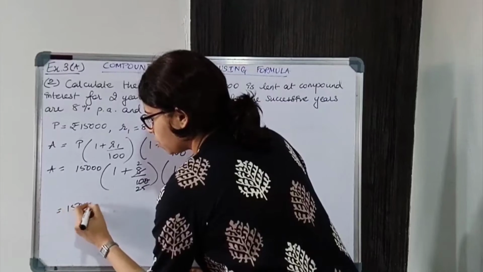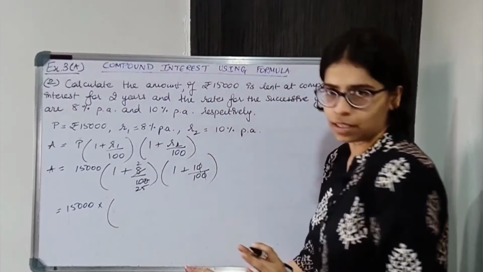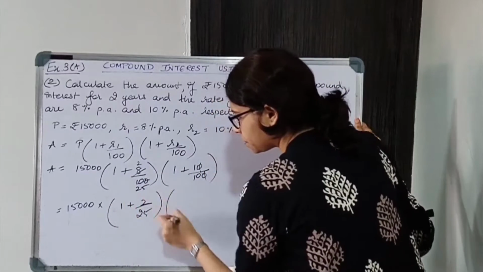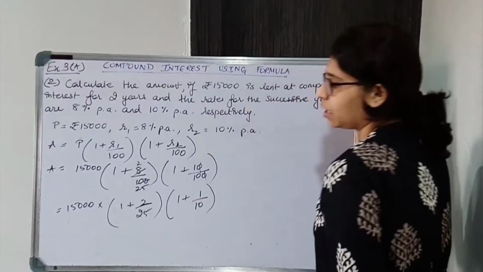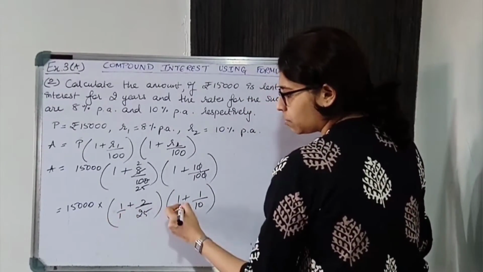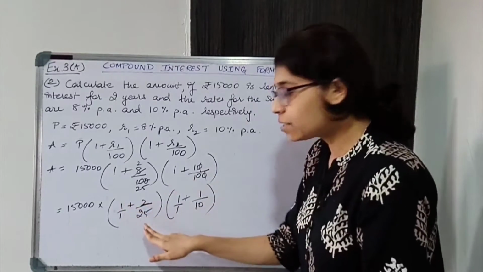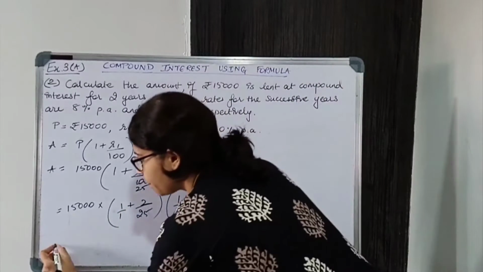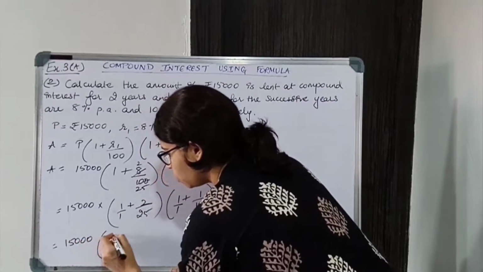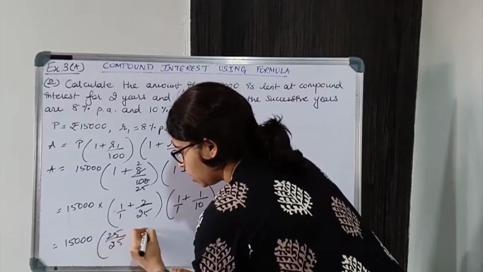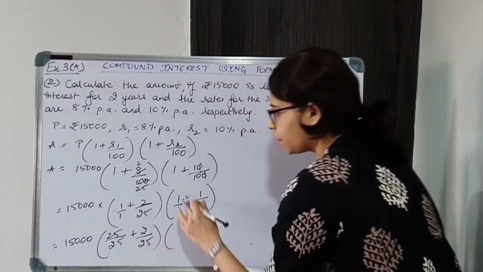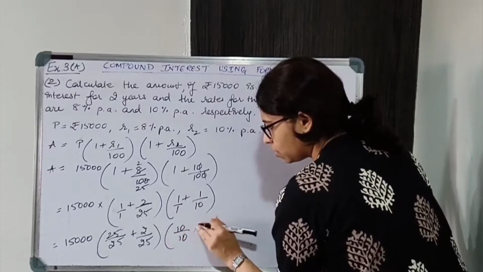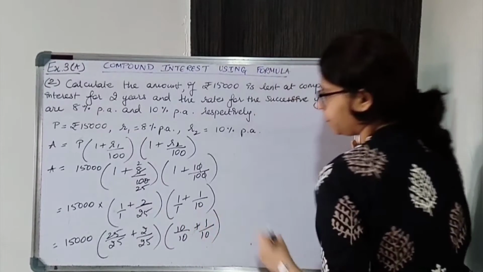So 15,000 into, first solve the brackets. Okay, पहले brackets solve करो. So 1 plus 2 upon 25 into 1 plus 1 upon 10. Now what you will do, 1 is nothing but 1 upon 1. यहाँ पे भी 1 is nothing but 1 upon 1. Denominator same करना है, यहाँ पे 25 करना है. So you will multiply by 25 in both numerator and denominator. So 15,000 into 25 upon 25 plus 2 upon 25. यहाँ पे you will multiply by 10. Denominator में 10 चाहिए. So 10 upon 10 plus 1 upon 10.